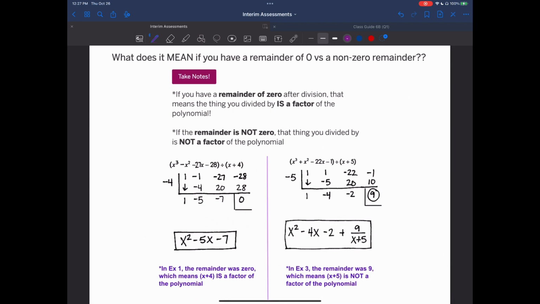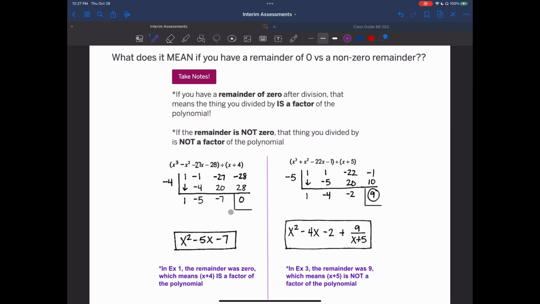Okay, this is an important slide right here. So I am going to reiterate this. It says, what does it mean if you have a remainder of 0 versus a non-zero remainder? So take some notes if you want to. So I put, if you have a remainder of 0 after division, that means the thing you divided by is a factor of the polynomial. If it's not 0, the thing you divided by is not a factor of the polynomial.